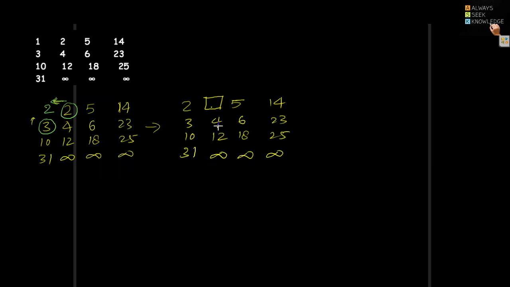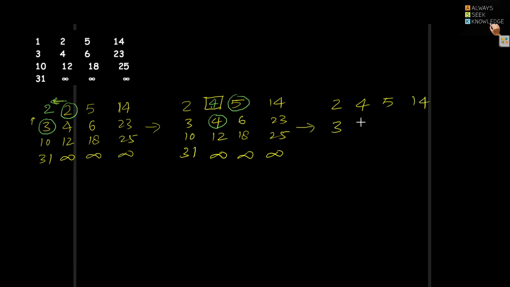Now again we compare two elements. One is here, on the right side of the empty place, and one is just below the empty place, and between these two elements we decide the minimum one to replace. So the 4 will be filled here because 4 is the minimal value out of these two. Now once we fill it, your tableau will look like 2, 4, 5, 14.